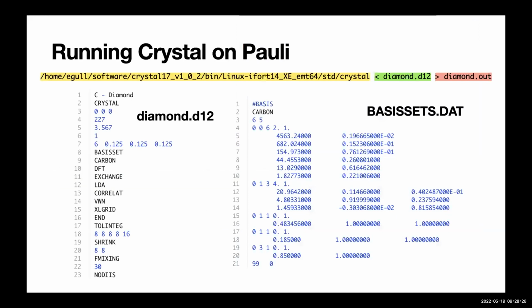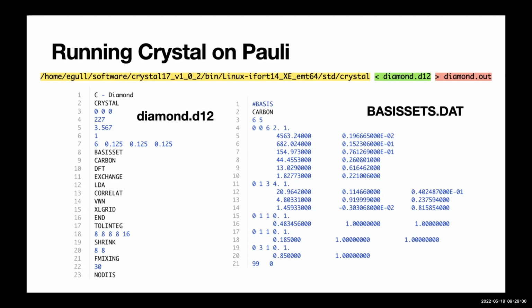Okay, so you might be wondering, now we have everything we need to construct a crystal input file. So now I'm showing an example over here. To run a crystal calculation on Poly, you will first need the crystal executable. I put this path over here. This is the path that I am using.